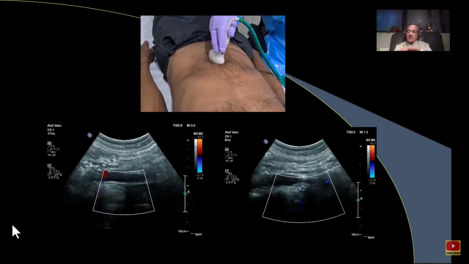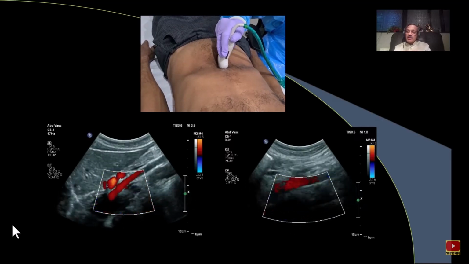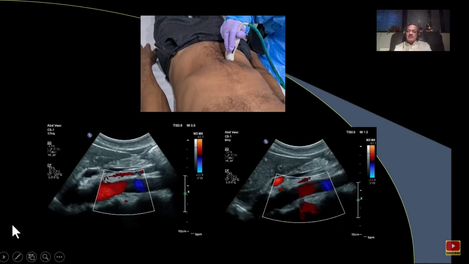The bifurcation of the aorta is very important because that's a common site of atherosclerosis. It's a common site of aneurysms. That's where aneurysms start. So that is very, very important.